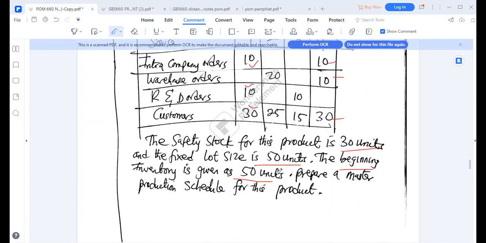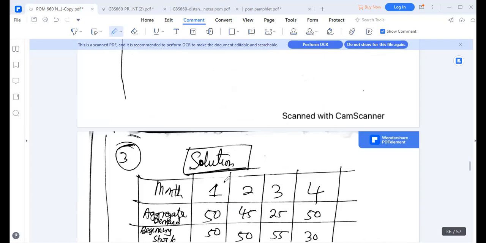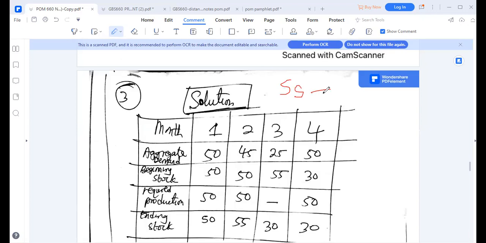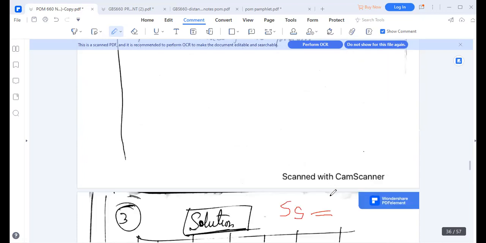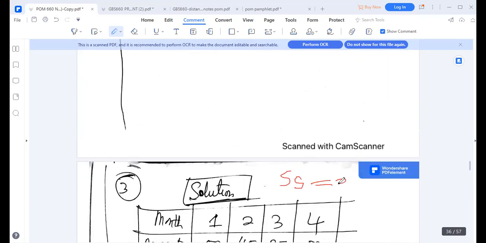Inventory should not fall below safety stock levels. So if inventory falls below the safety stock level, then we require production. All right, so meaning here, we are okay. Our safety stock is the guiding point here that we should not forget about, which is 30 units. So inventory should not fall below the safety stock, which is 30 units.